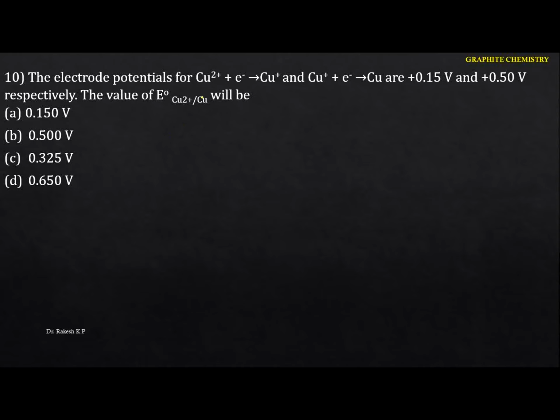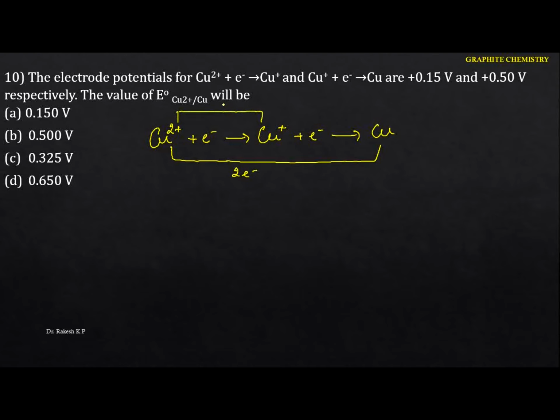Let me take this one here. Suppose we are having copper, Cu2 plus. If it takes 1 electron, whenever it gains 1 electron, what does it give? Cupric changes to cuprous. If this cuprous takes one more electron, what you are going to get is Cu. From Cu2 plus to Cu, you require how many electrons? You require 2 electrons. From Cu2 plus to Cu plus, you require 1 electron. From Cu plus to Cu also, you require 1 electron.